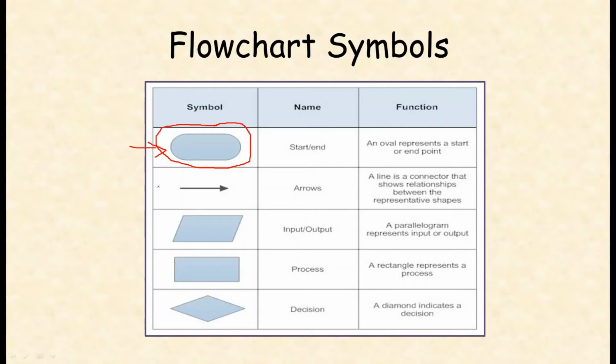And next one, we got an arrow. This one is to connect two activities. For example, if you want to connect from the start to any process, we will use this arrow. So to connect two boxes, that's what we use.